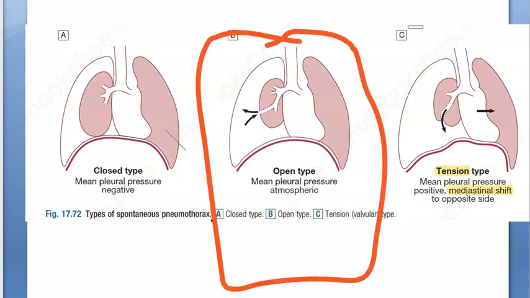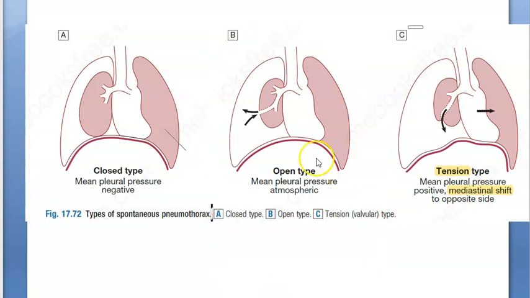It is more common if there is a rupture of a tuberculous cavity, a lung abscess, or an emphysematous bulla. Okay, so in those cases an open pneumothorax can be there. If you're smoking a lot, you have emphysema, you have an emphysematous bulla, that can rupture and lead to this one. Okay, so be careful, it can go to empyema.